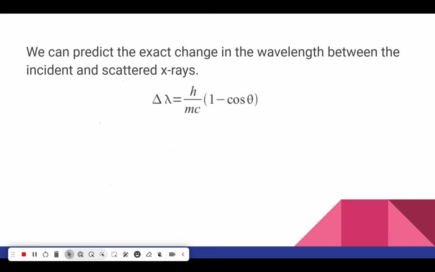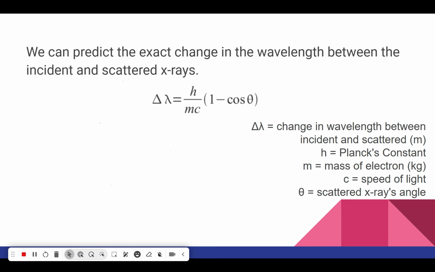Now remember I said to you the incident X-ray is our initial and the scattered is our final. Final minus initial, that's delta lambda. So that's what this formula lets us do. It lets us calculate the change in the wavelength between the incident and scattered wavelengths. So on the left-hand side of this formula, if I wanted to, that delta lambda could be replaced with lambda scattered minus lambda initial. Because remember, we're treating the scattered as though it is a final.